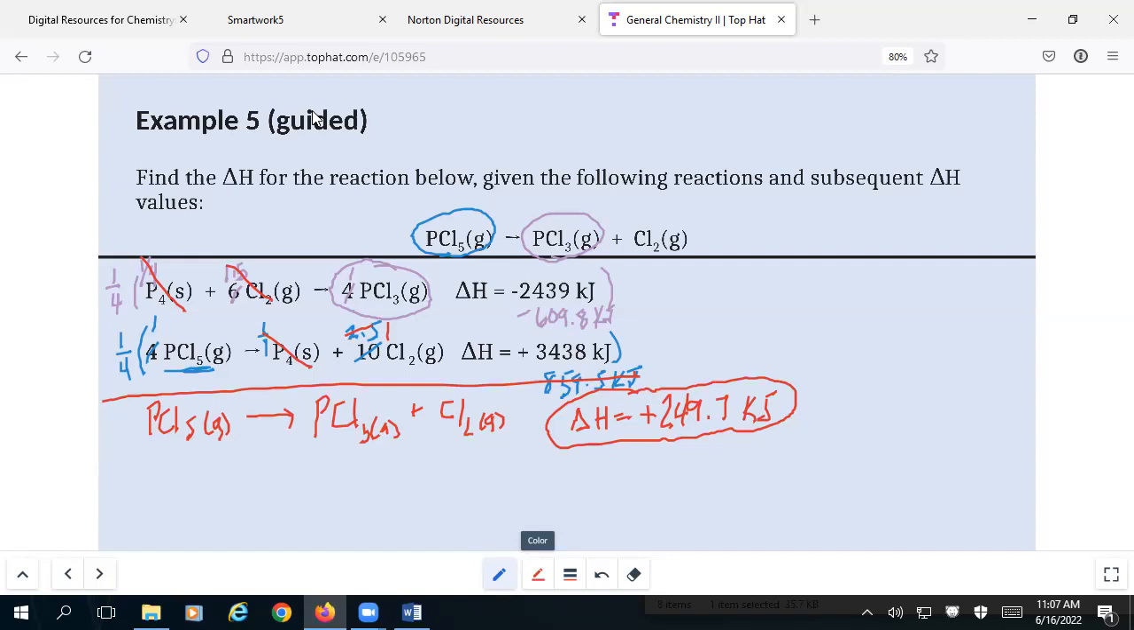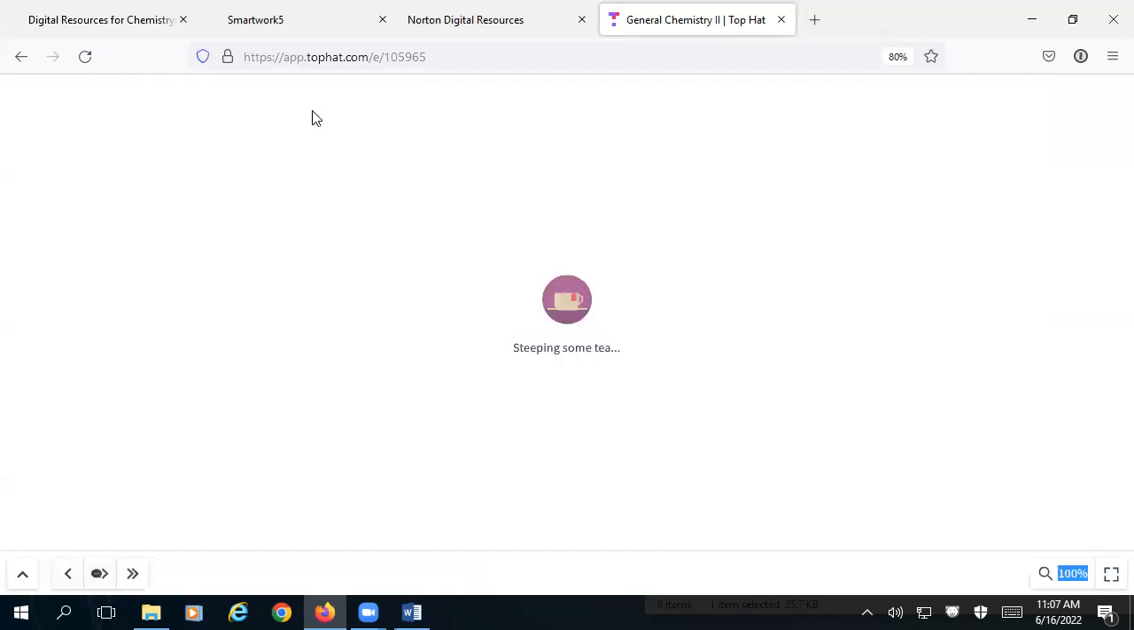All right, any questions with this example? All right, let's move forward.